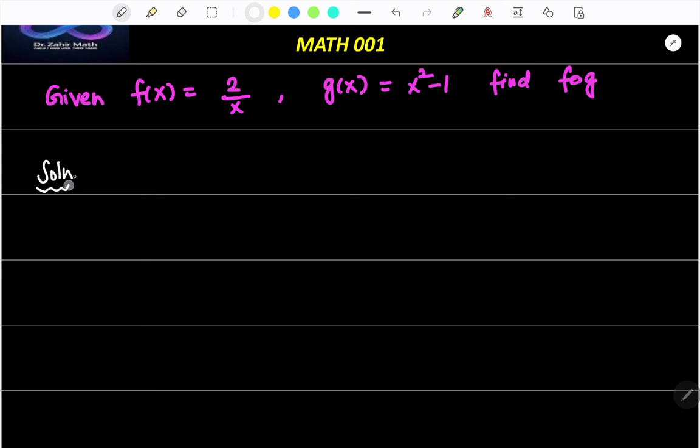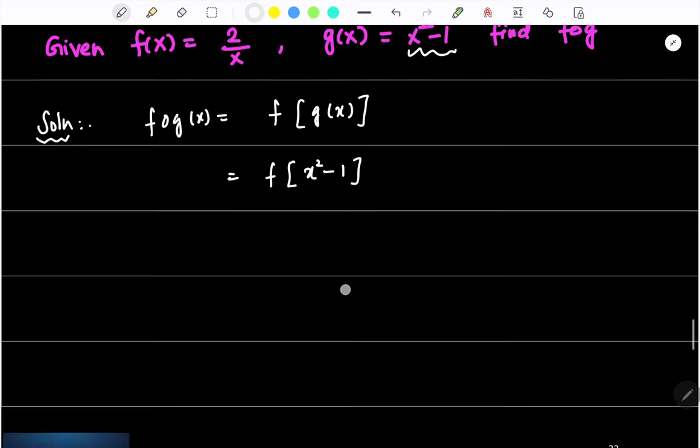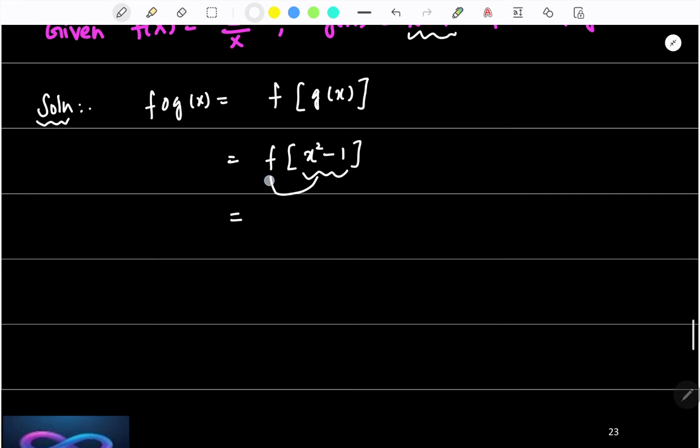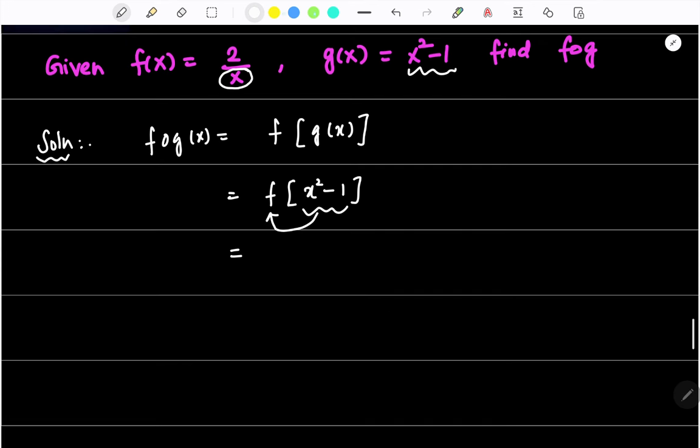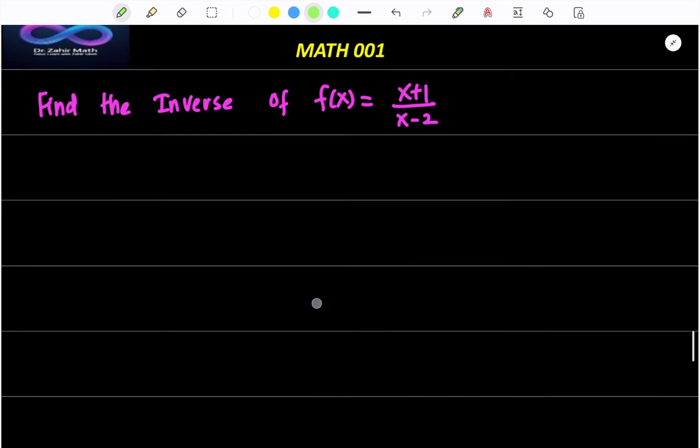So what is F composite G? Very simple. F composite G of x equals F, and then open the bracket and G of x. This equals F. What is your G of x? x square minus 1. So this x square minus 1, you are going to put in F. In the F, you look here, there is only one place x. So this is going to be what? 2 divided by, and this x will become x square minus 1. Clear? So simple. Right?